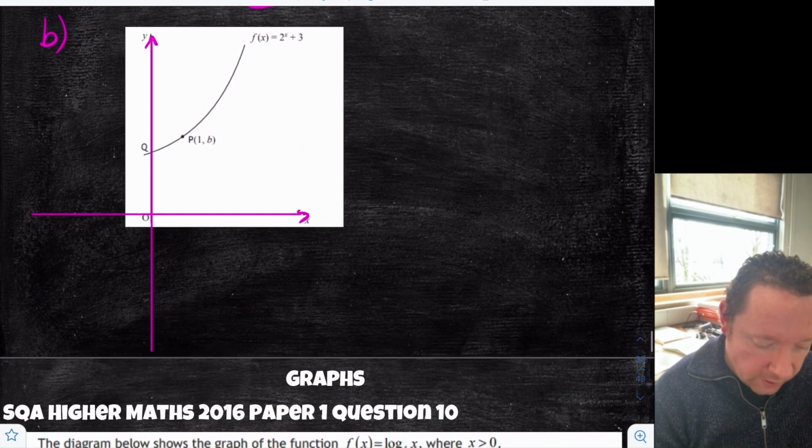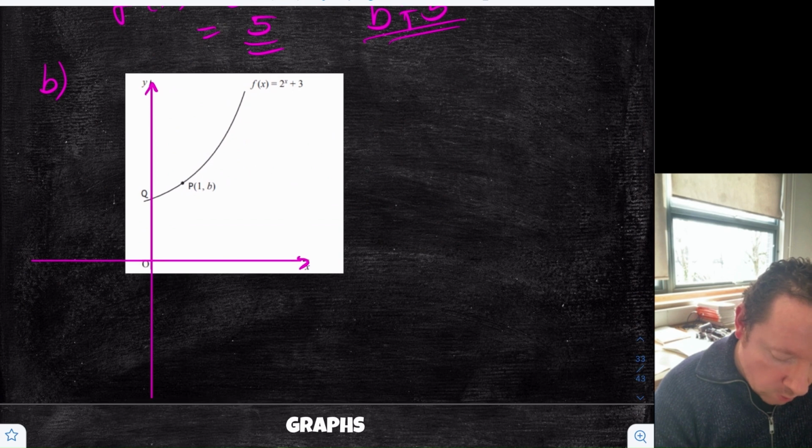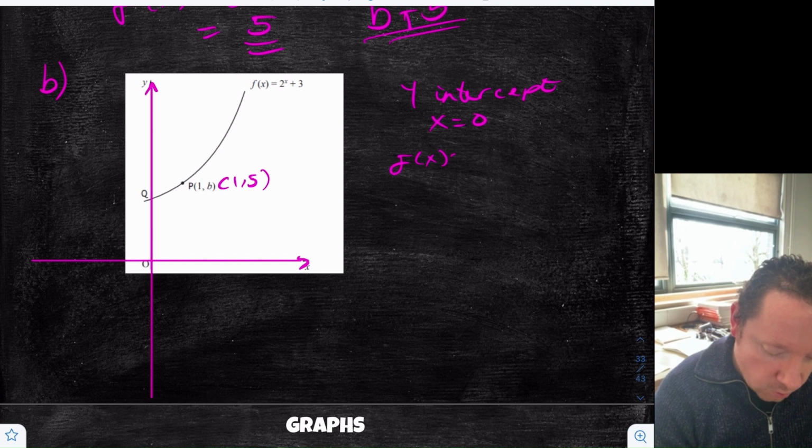So I've copied the diagram below. So we already know that P is 1b, which we've just worked out is (1, 5). And then let's work out our y-intercept for this graph. So that is when x equals 0. So f of x, which was 2 to the power of x plus 3, is 2 to the power of 0 plus 3, 1 plus 3 is 4. So we get (0, 4).